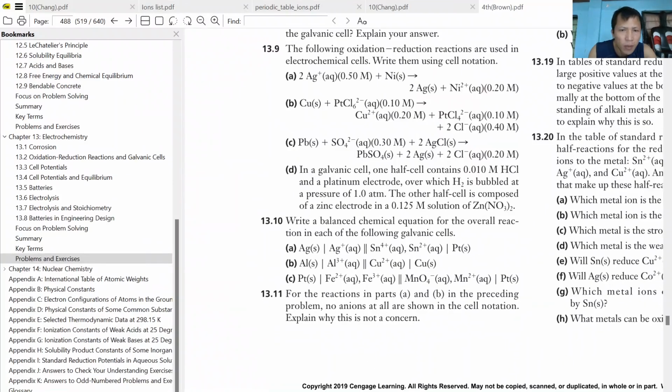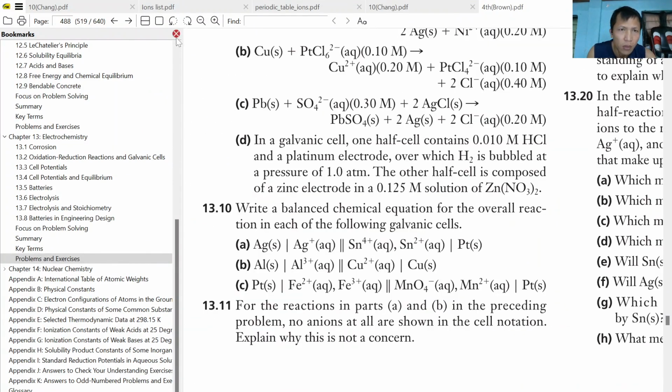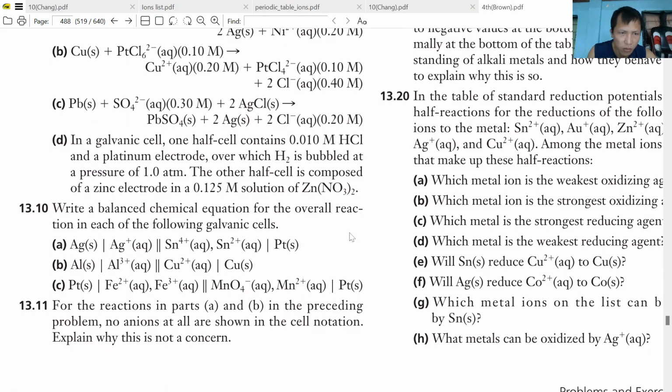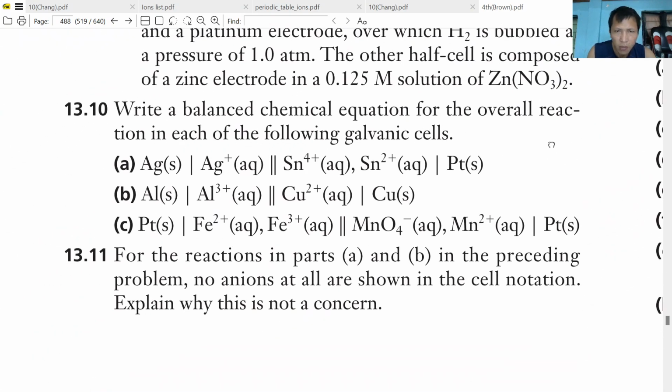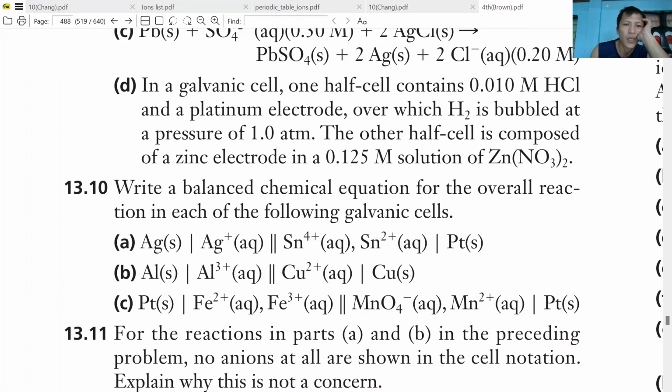Okay, so next problem. I think we have to try this one for me to learn. Maybe also, I don't know with you, but it's part of the learning course. I think I should try 13.10 because this is exactly the opposite of 13.9. I'm telling you that there are problems like this: you have to write a balanced chemical equation from the galvanic cell. So I think I do have to do this so that I learn and so that I could also somehow share if ever.